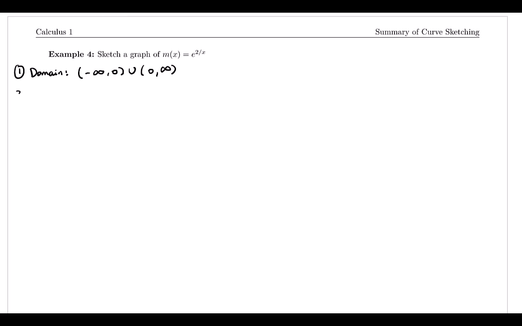And then for item number 2, we'd like to find any intercepts. I can't plug in 0, so there is no y-intercept. And if I were to set this function equal to 0, there's no power of e that will get us 0. So there are no intercepts.